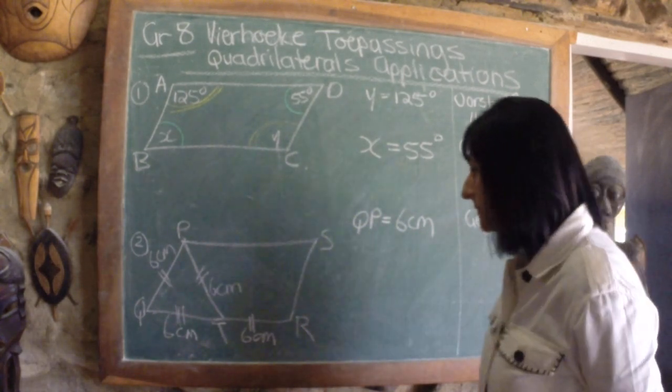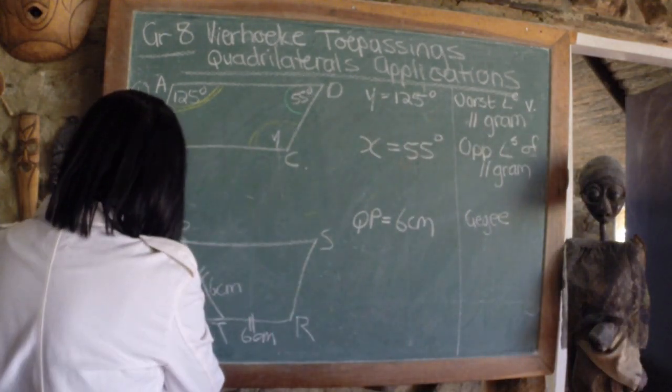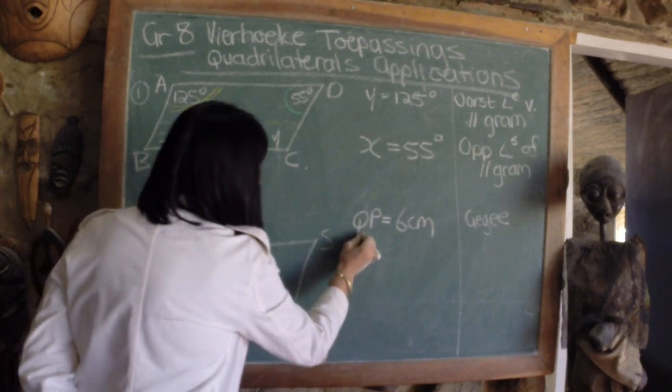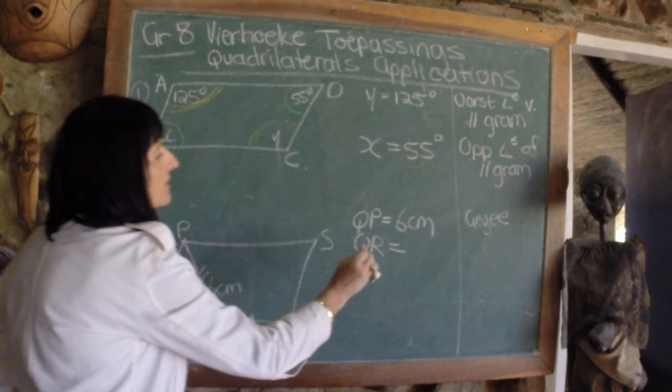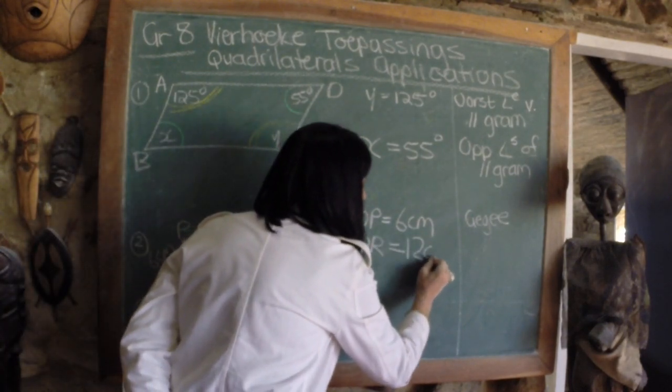It's given. So you can go and write there QR equals 6 plus 6 gives me 12 centimeters.